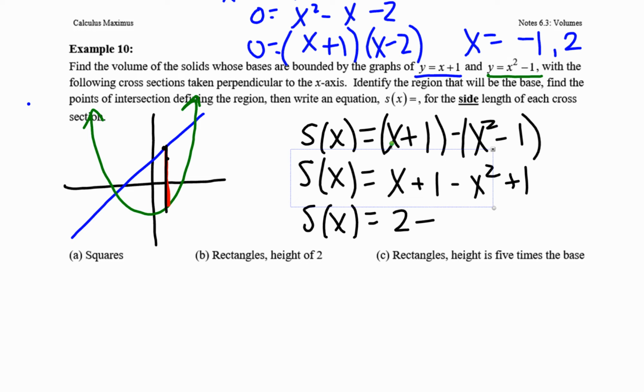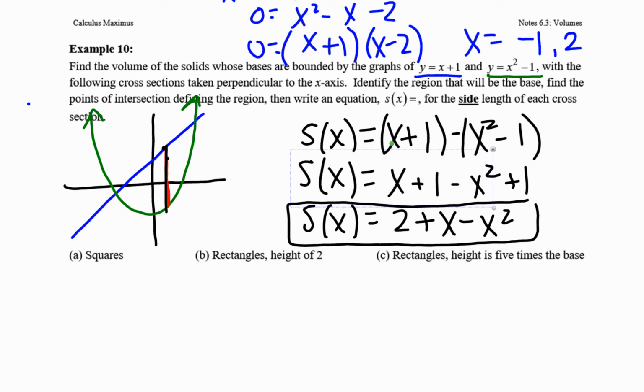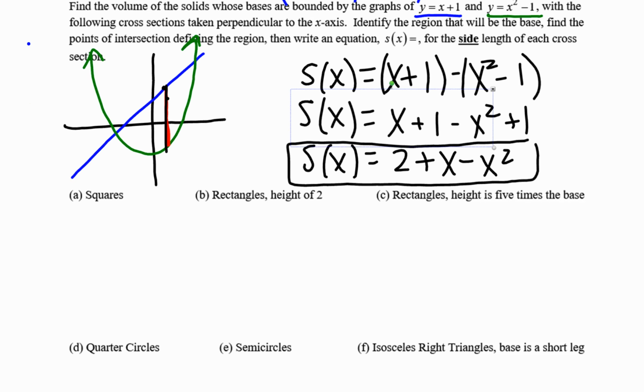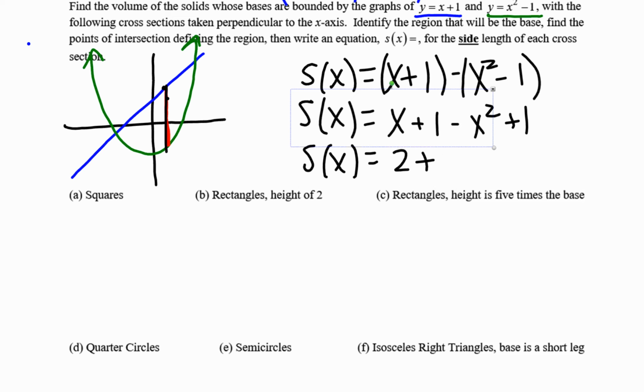And some of you might not like it because I'm writing it in the opposite order that you normally do, but I'm going to leave it like that. So for each side length, we're going to use this equation. That's the side length here, or here, or here, or here, or here. Okay, that's the side of each of these shapes.